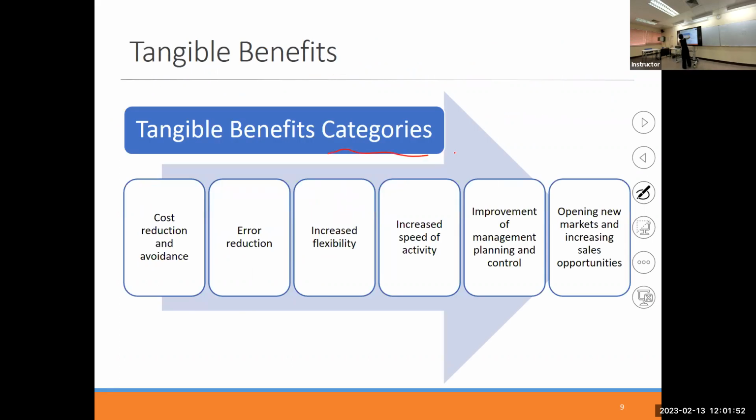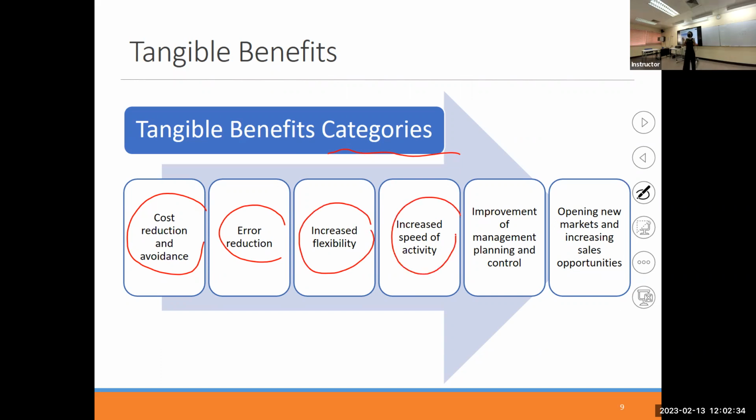So let's talk about some categories: cost reduction, cost avoidance, error reduction. Before, you used humans to do a manual job, and it may contain errors, and those errors, of course, cost more time for people to fix. You need to hire more people. You need to invest more employees to review, monitor, or audit the work and so on. Then this error reduction can be converted into money value. Increase certain flexibility, increase speed of activity. In the past, you could produce only 10 product items per day. Now it has increased to 20 product items per day. This is also an increase of productivity and speed of activity. Improvement of planning, control, new market opportunities, sell opportunities to more customer segments and so on.